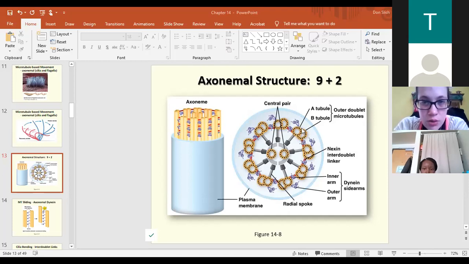I think there's 13 protofilaments in this one and 11 in this one. So the complete one is the A tubule, the partial one is the B tubule. And then you've got axonemal dynein, and that is attached to the A tubule and is going to reach across and grab the B tubule. So this dynein is going to grab that microtubule and walk along it, just like we saw kinesin walking earlier.